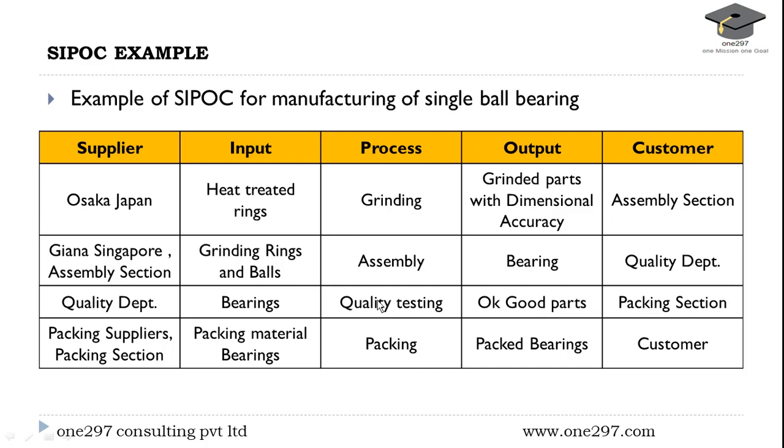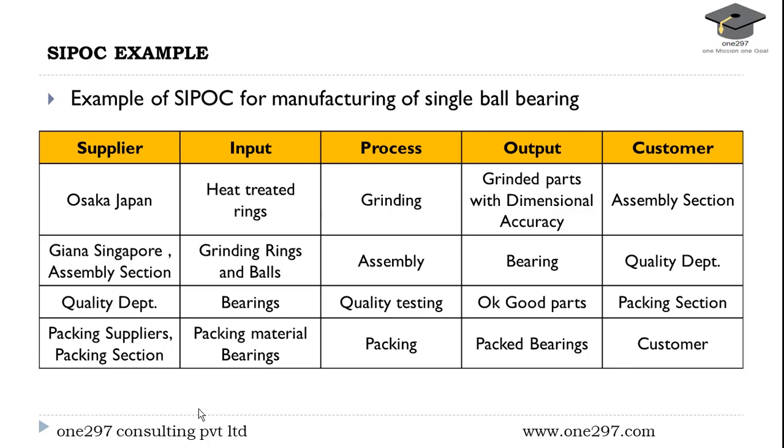So the process is quality testing. Who will supply the bearing? That is the assembly section. Input will be bearing. Output will be okay good parts. Customer will be packing section. So from packing section, the material will go to the customer.